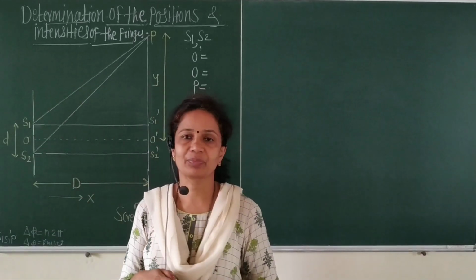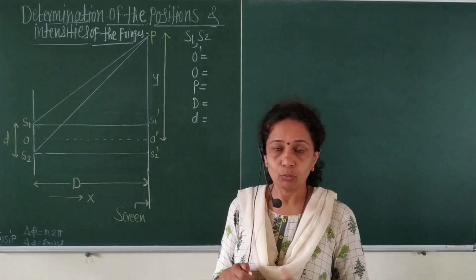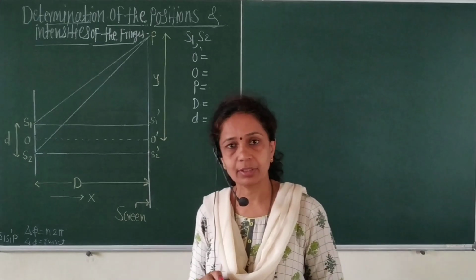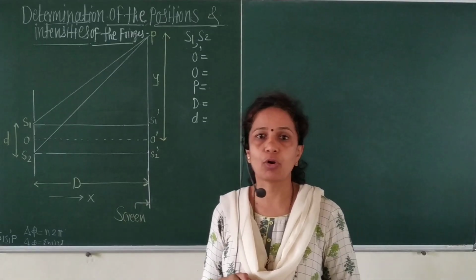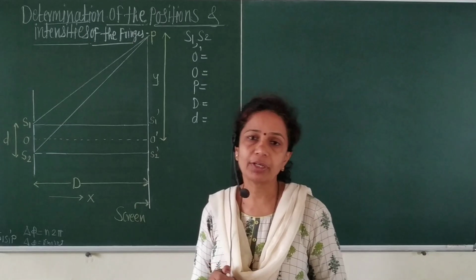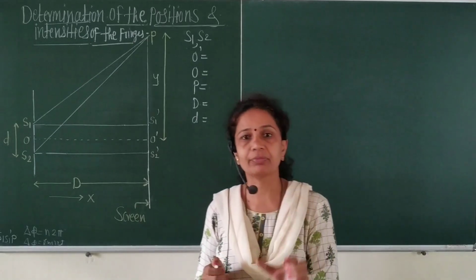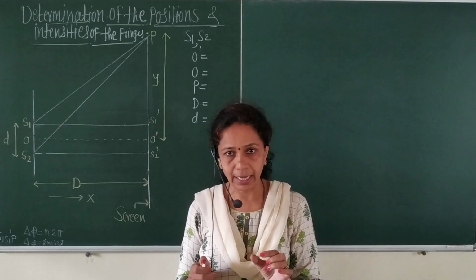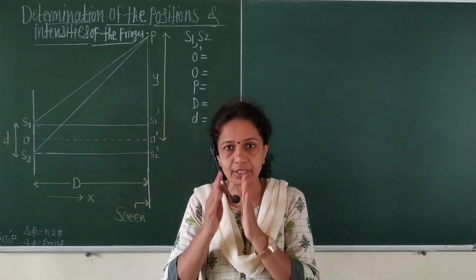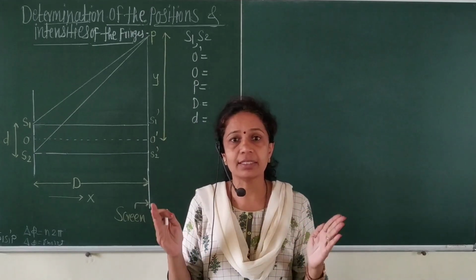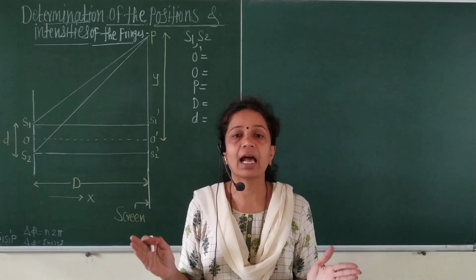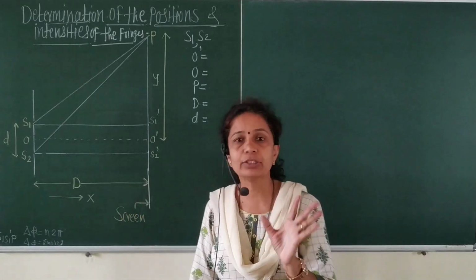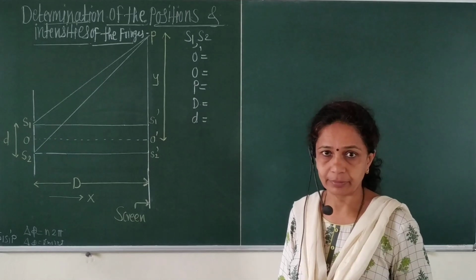Welcome student. In this lecture, we are going to see the determination of the position and intensities of the fringes. One point is clear that in an interference pattern, there is a central bright band and on both the sides of this central band, there are alternate dark and bright bands. This total pattern is called an interference pattern.